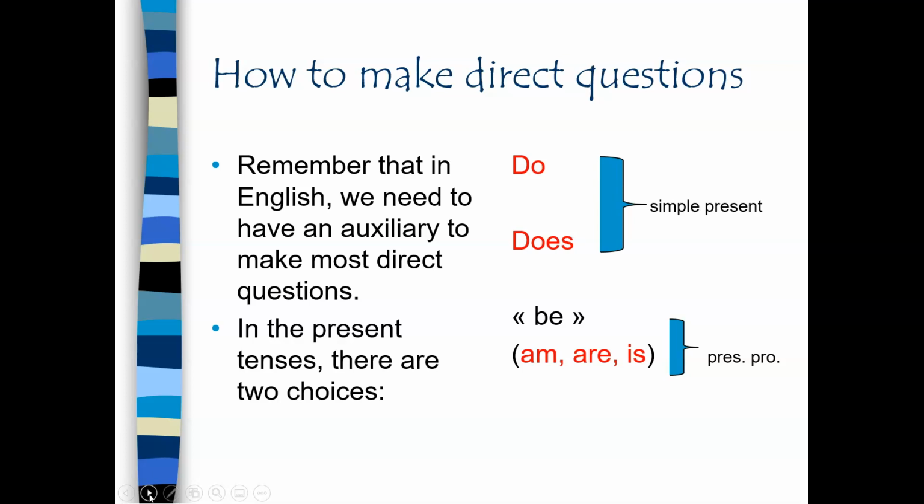It's important to remember that in English, for most direct questions, we need to have an auxiliary. And there are several different words that can be auxiliaries. Today we're going to look at these ones. For the present, do or does, we use those for the simple present. And we also use am, are, and is, which are conjugations of the verb to be in the present, for the present progressive and also for questions with the verb to be.